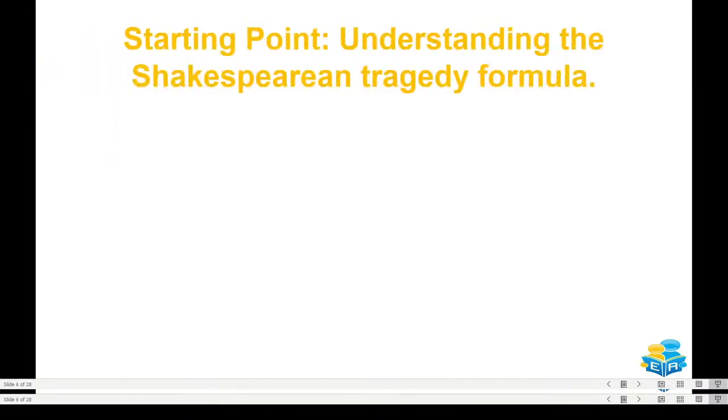I'm nearly at the key scenes, don't worry. But before that, the starting point is understanding the Shakespearean tragedy formula. For a good higher level student, it's a given. The way the papers are going, they're much more sophisticated. It's expected that you will know the key moments. It's expected you'll know the love scene, the storm scene, and the cliff scene with Gloucester. That's a given.